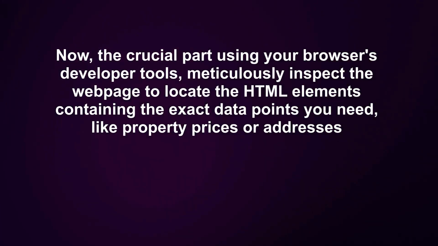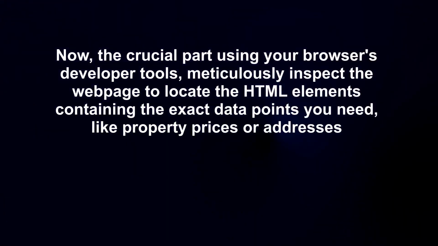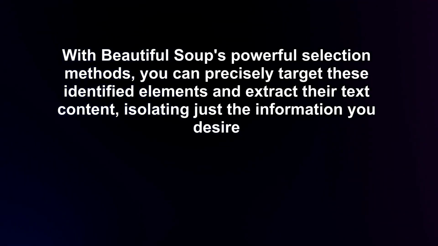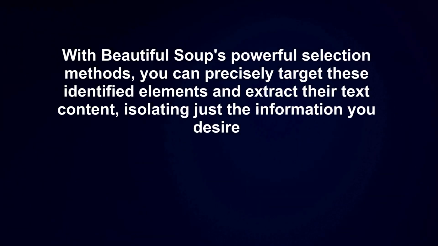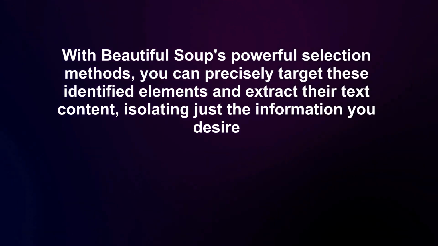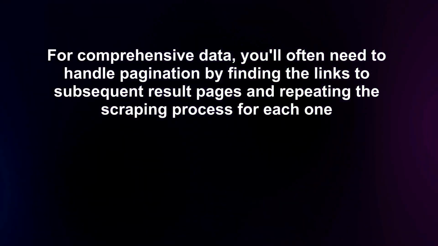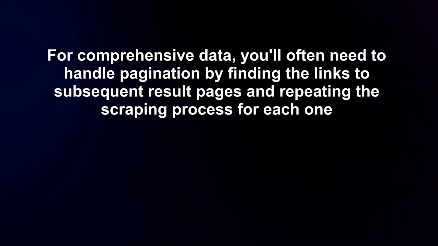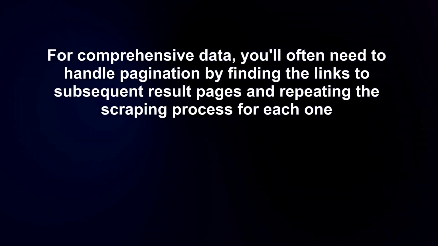the HTML elements containing the exact data points you need, like property prices or addresses. With Beautiful Soup's powerful selection methods, you can precisely target these identified elements and extract their text content, isolating just the information you desire. For comprehensive data, you'll often need to handle pagination by finding the links to subsequent result pages and repeating the scraping process for each one.